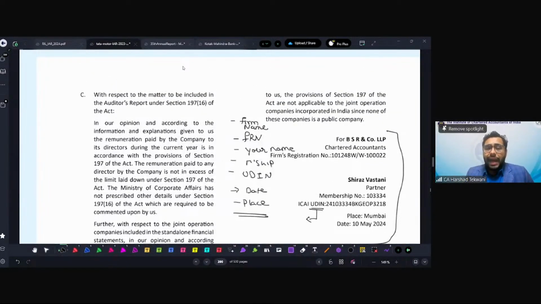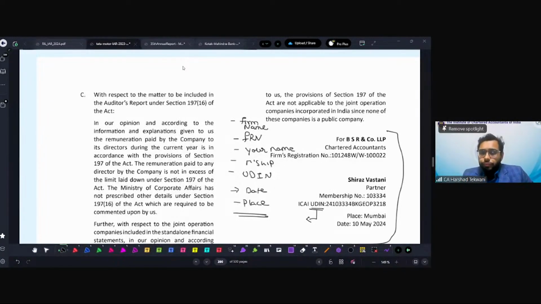Clear? Any doubt till now? Any doubt with respect to any part of your audit report? Any doubt?